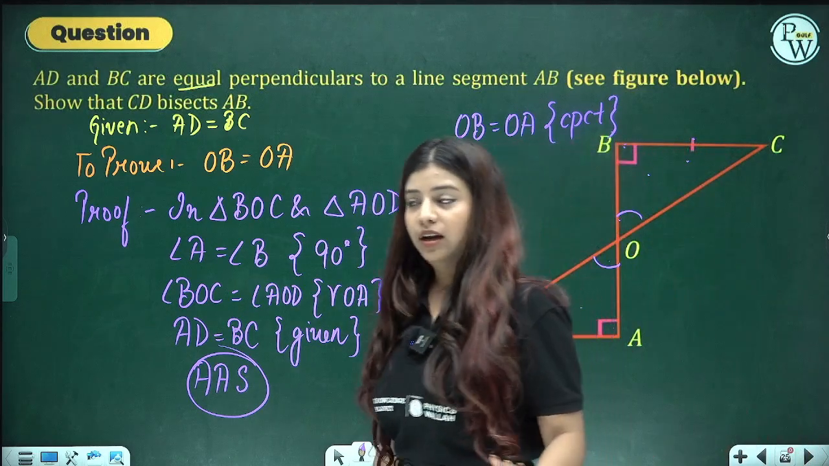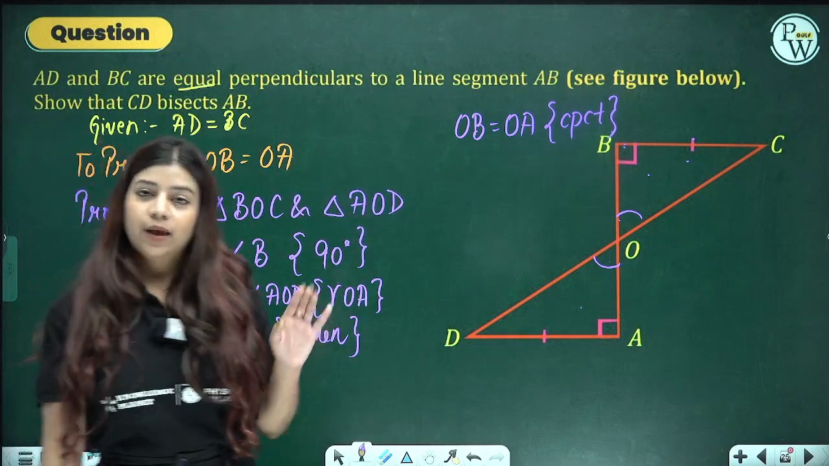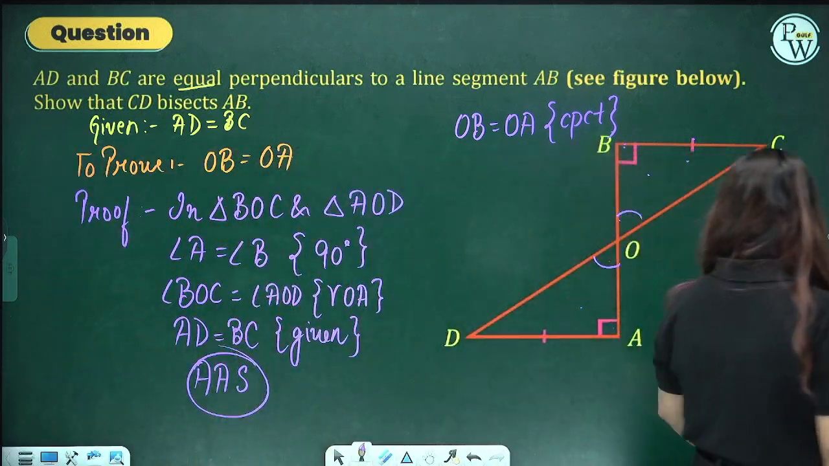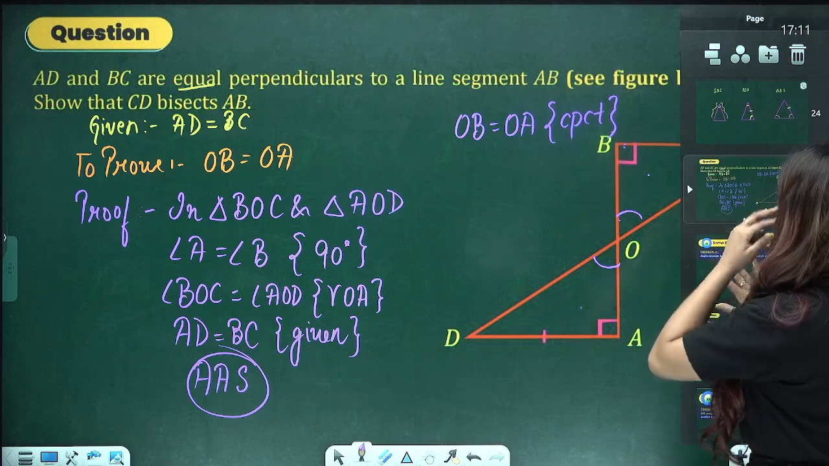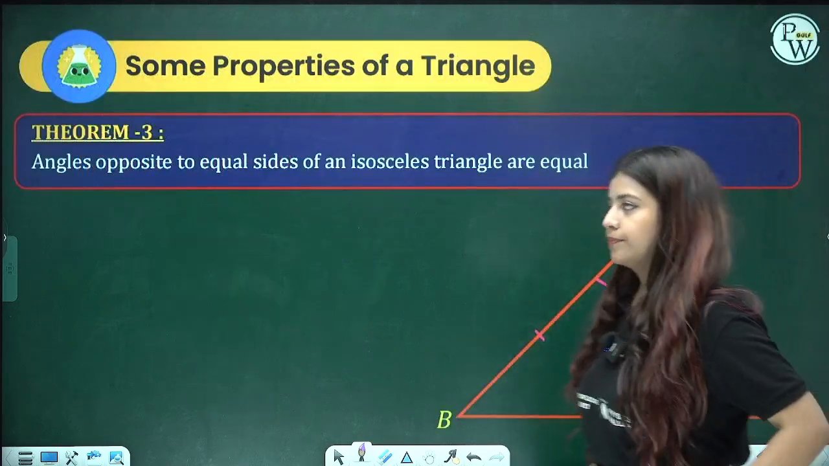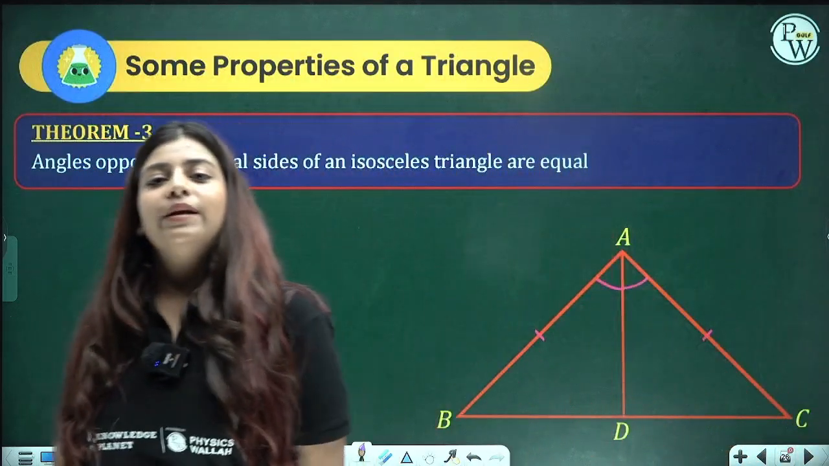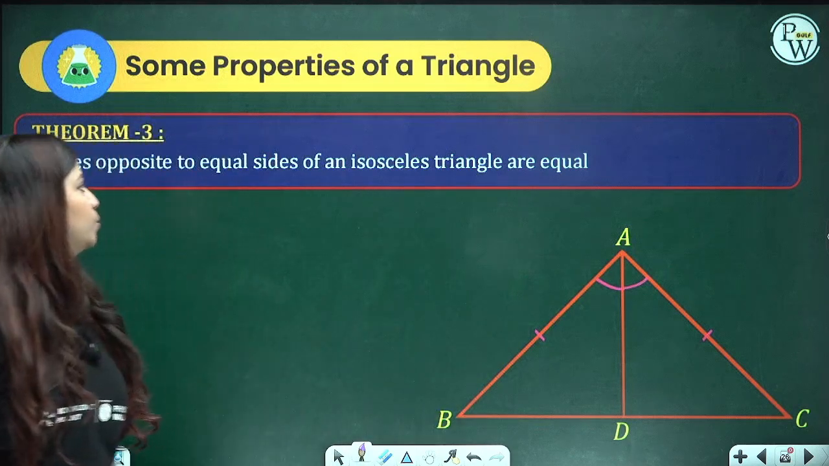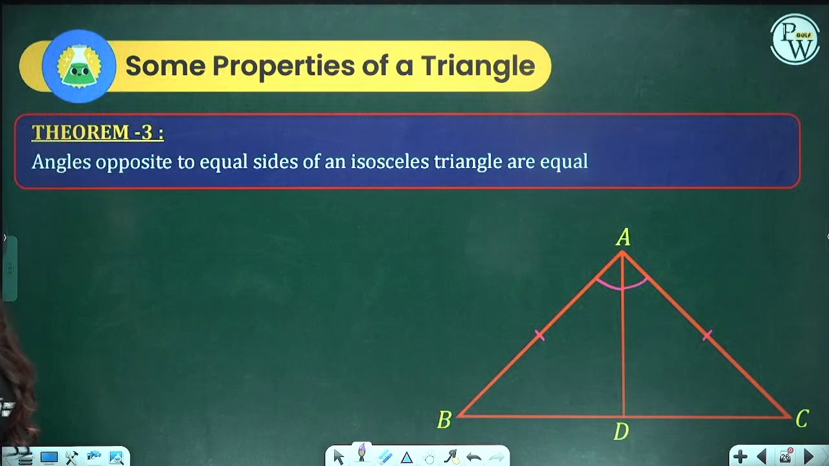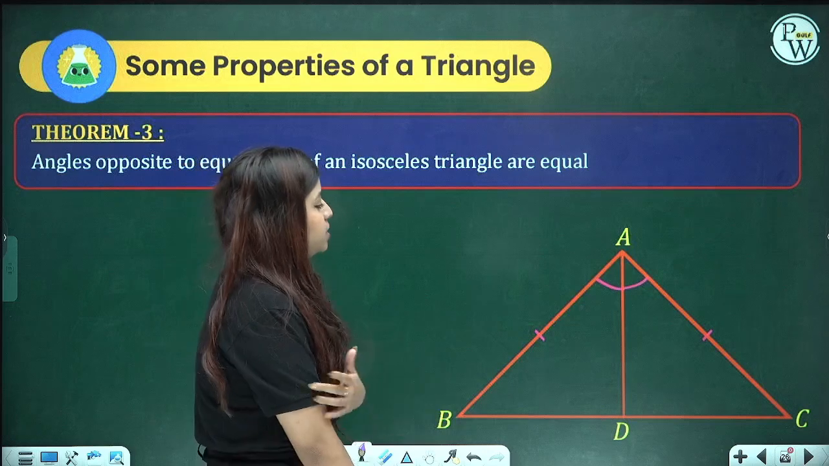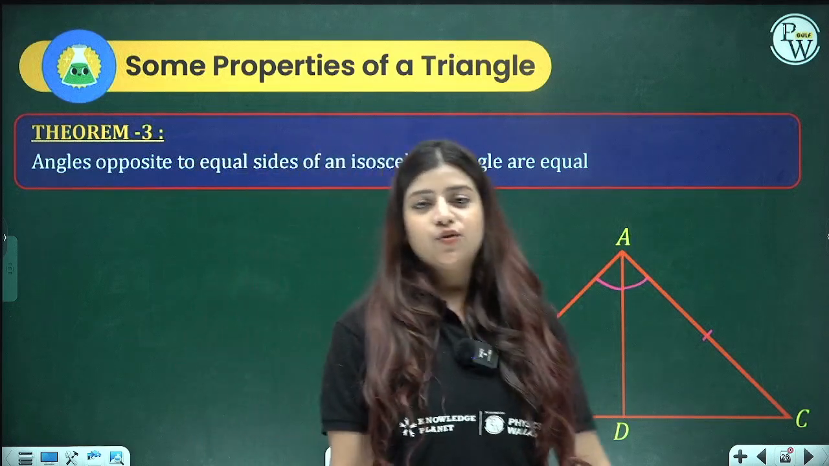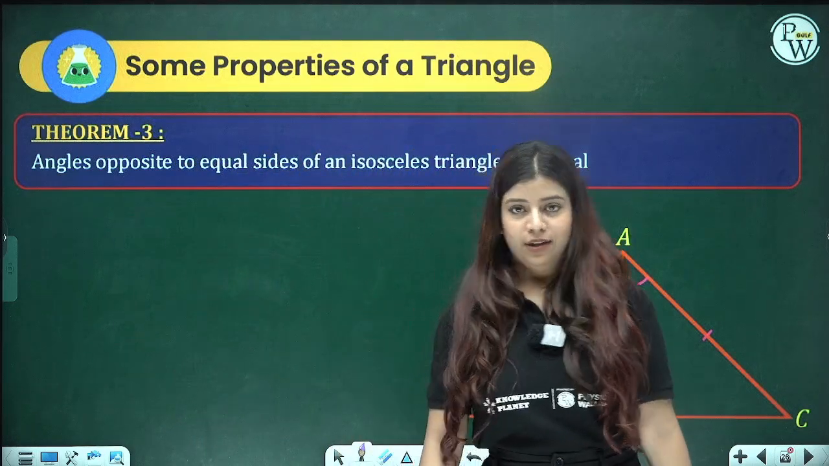Clear with everyone? I hope this is clear with everyone. Let's move forward to some more properties of triangles. Now, these properties are specifically for a triangle known as an isosceles triangle. What does isosceles triangle mean, students? An isosceles triangle is a triangle in which two sides are equal.